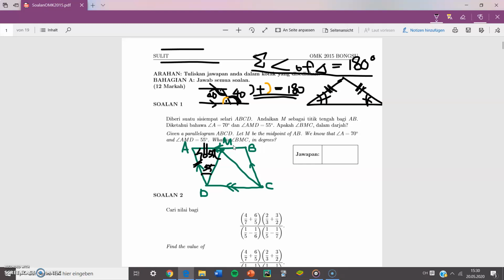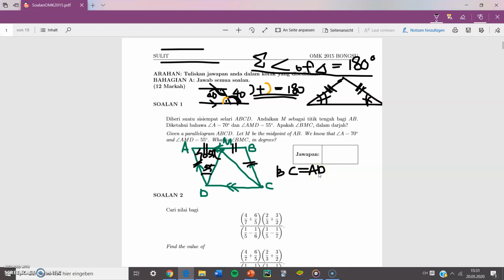And then notice that AM and MB are of the same length because M is the midpoint of AB, so AM is also equal to MB, which in turn is also equal to BC because BC equals AD. Let me write it down here. BC equals AD because it's a parallelogram.